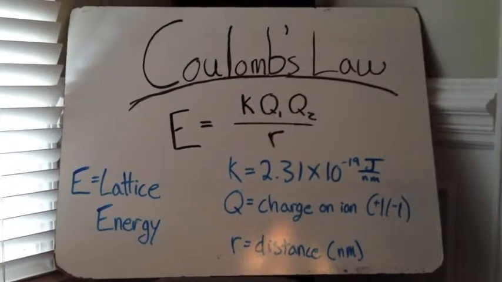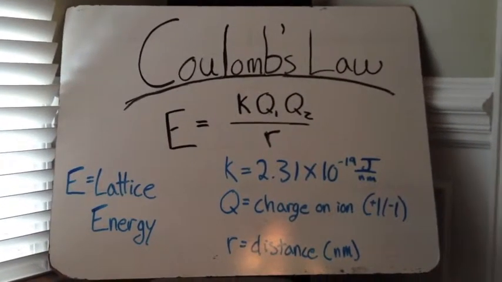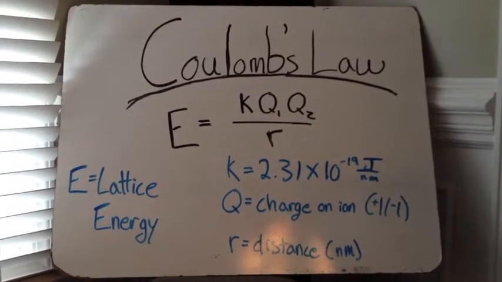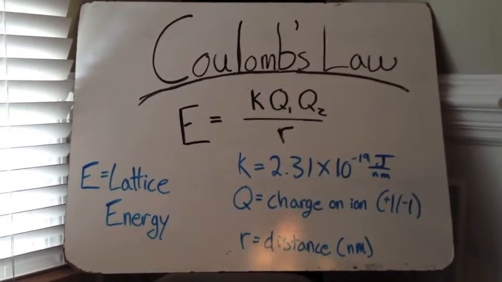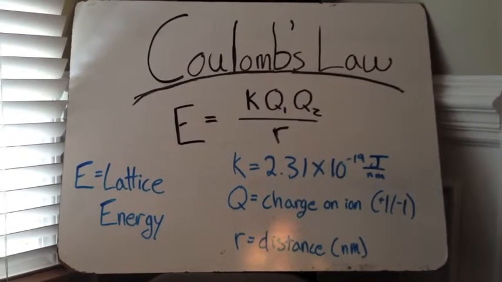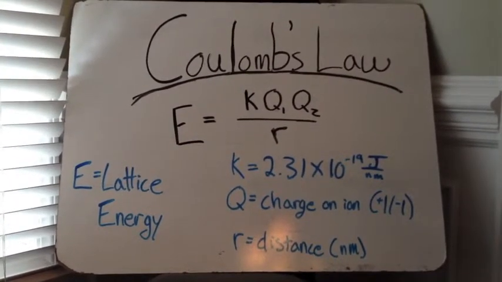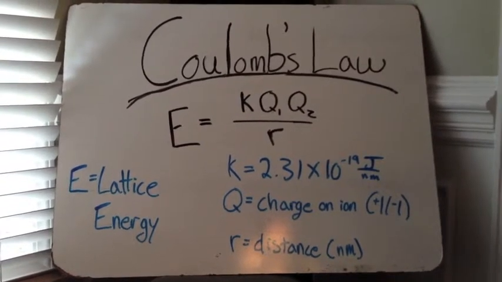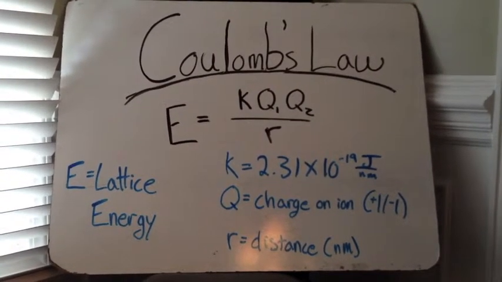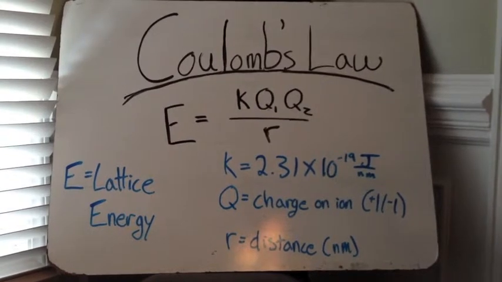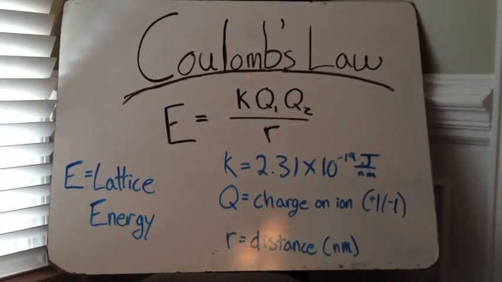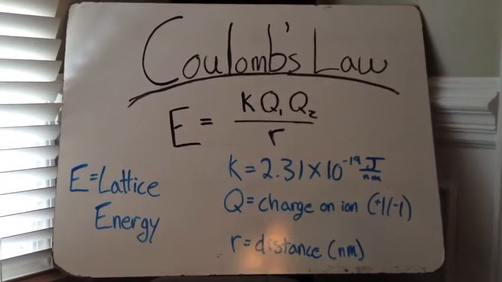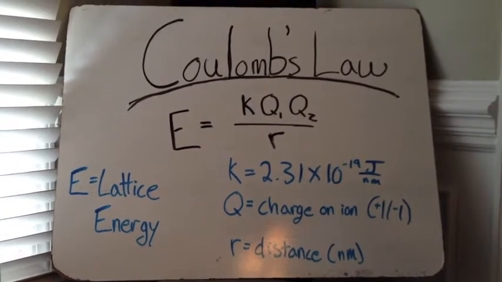Using Coulomb's law, we can use the equation E equals kQq over R to measure the strength of the ionic bond. E is the energy stored in the bonds and is otherwise known as the lattice energy. K is a constant and equals 2.31 times 10 to the negative 19th joules per nanometer. R is the distance between the two atoms and is measured in nanometers, and Q is the charge on each of the two ions, which can be plus or minus 1.